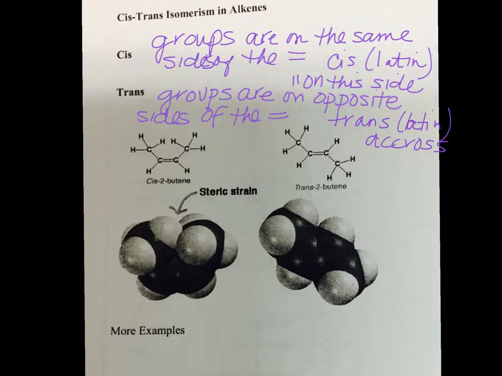So you can see in this first example, these groups, which are part of the butene, are on the same side. So this is cis-2-butene. Cis meaning groups are on the same side. 2 is the location of the double bond. Here we have trans-2-butene. And this is just showing you the molecular model. Let's look at a couple of more examples.